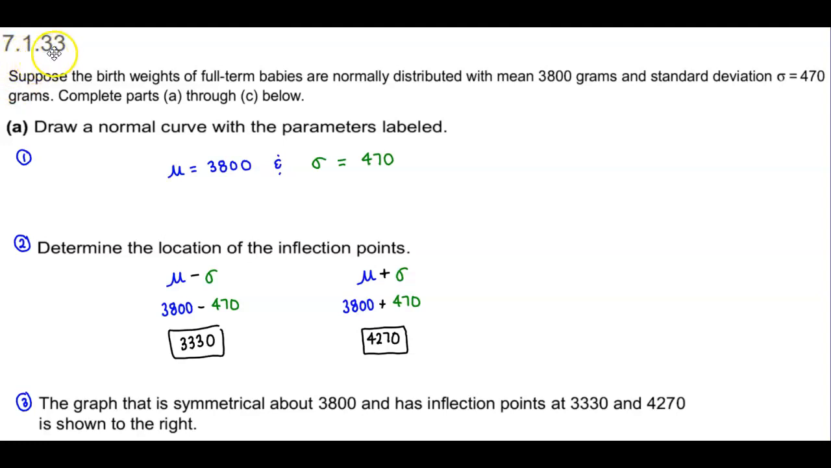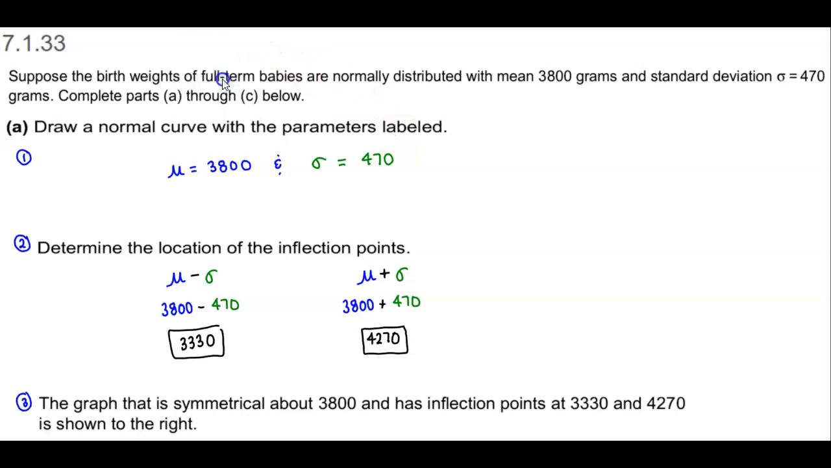Section 7.133. Suppose the birth weights of full-term babies are normally distributed with a mean of 3,800 grams and a standard deviation of 470 grams. We want to complete parts A through C below. For part A, we want to draw a normal curve with the parameters labeled.